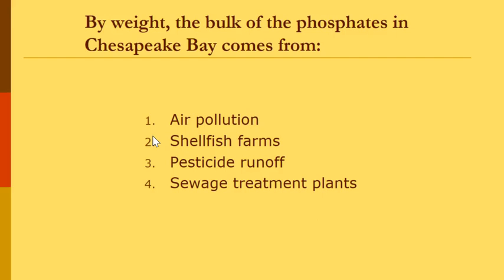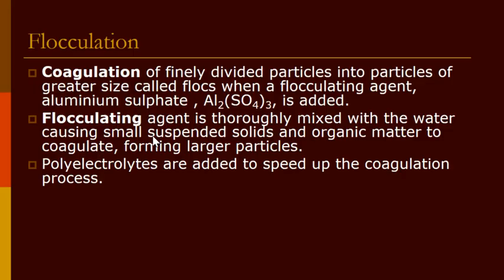This one should probably be obvious since we're talking about sewage. The answer is going to be sewage, right? Waste is a big deal. So what do we do with that? Flocculation is one of the things that we are going to do to ensure that we get rid of all of the nutrient pollution that's in there.